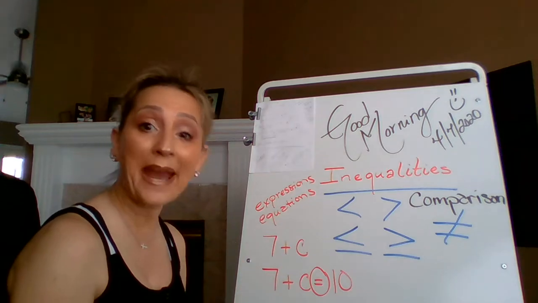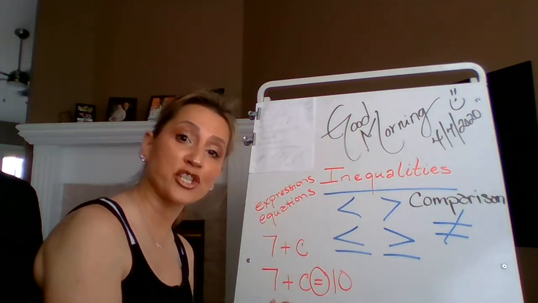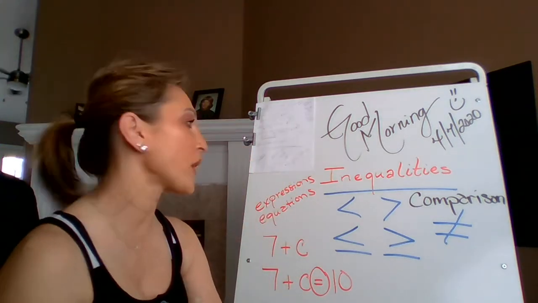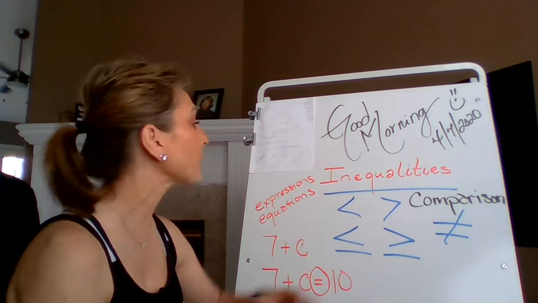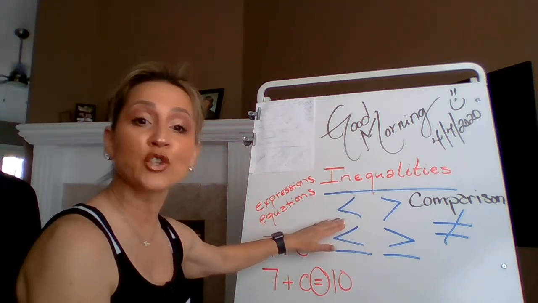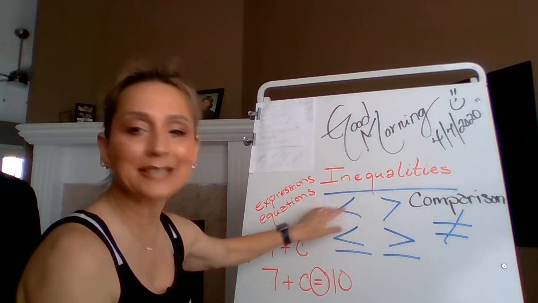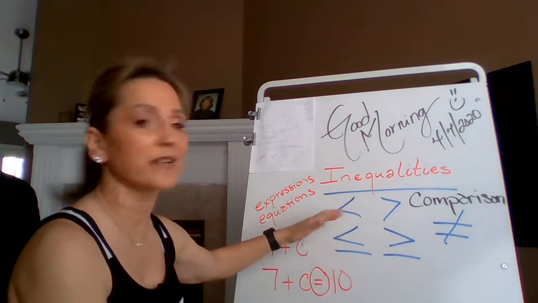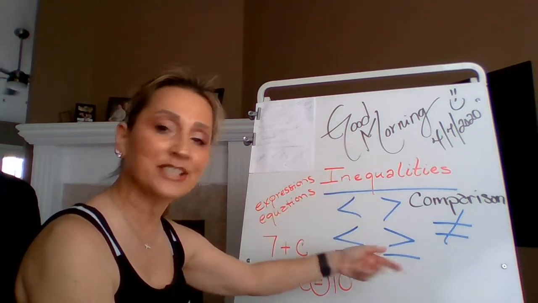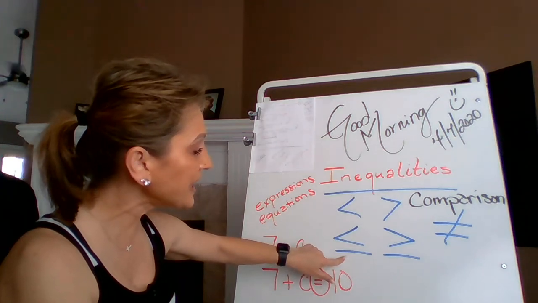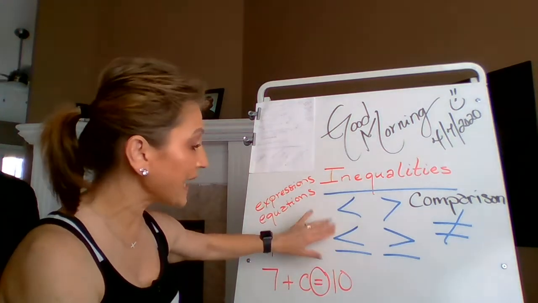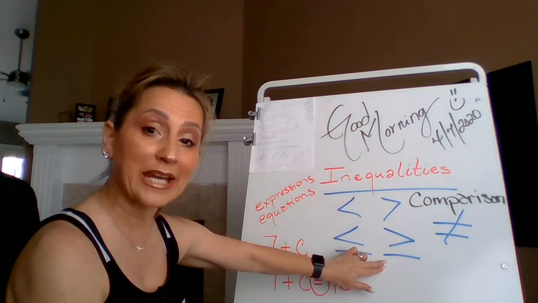So I'm going to compare one half of my expression to the other half of my expression in my mathematical statement by letting myself know if it's greater than, less than, whichever way it's pointing, wherever the number is. Greater than, less than symbols, and then a line underneath it means that it can be less than or equal to, or greater than or equal to.